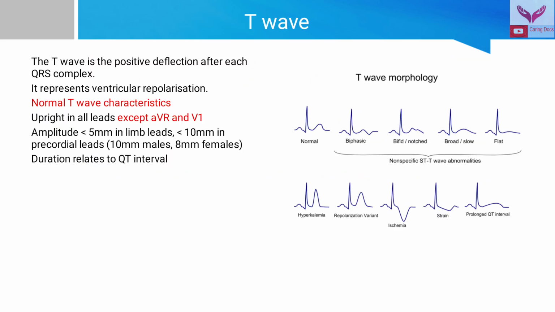T wave is the positive deflection after each QRS complex. It represents the ventricular repolarisation. Normally, T wave is upright in all leads except AVR and V1. Amplitude is less than 5 mm in limb leads and less than 10 mm in precordial leads. This is the normal amplitude, and duration relates to the QT interval.